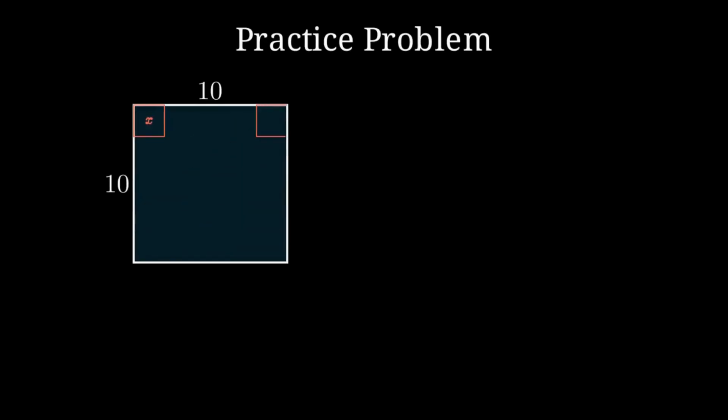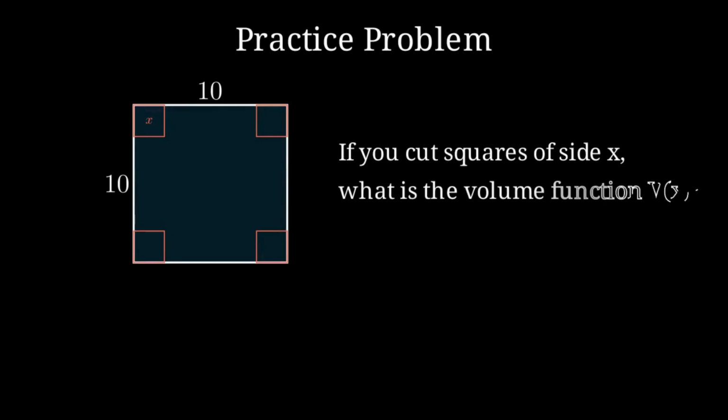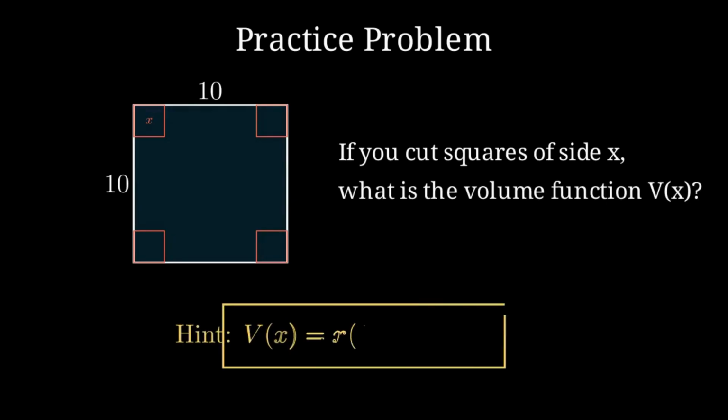Try this on your own. If you have a 10 by 10 square sheet, what is the volume function? Following our steps, the length and width would both be 10 minus 2x, and the height would be x. Expanding this will give you a cubic function ready for differentiation. Can you find the x that maximizes it?